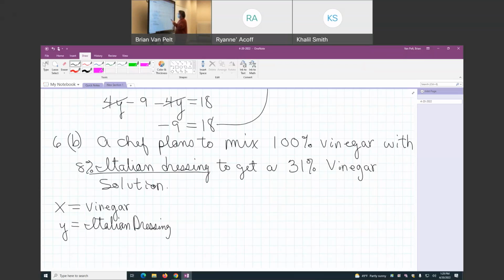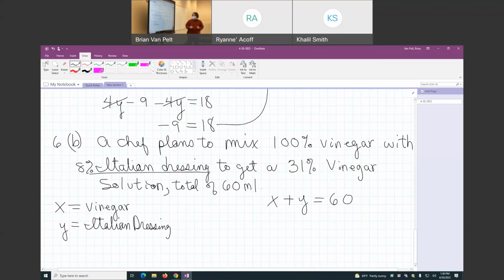He wants to get a 31% vinegar solution. And he wants a total of how much? 60 milliliters. All right, so let's start first of all. Can you tell me what this equals? 60. X and Y are the amounts you're using, aren't they? So the total amount is X plus Y. It's the other question that's difficult.